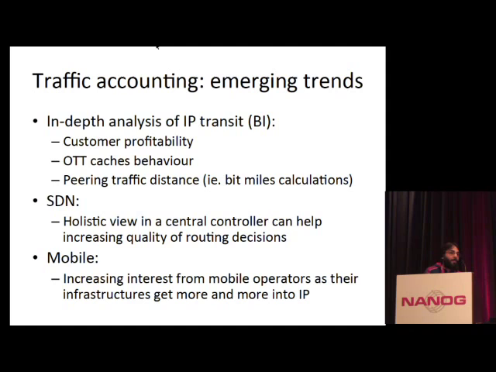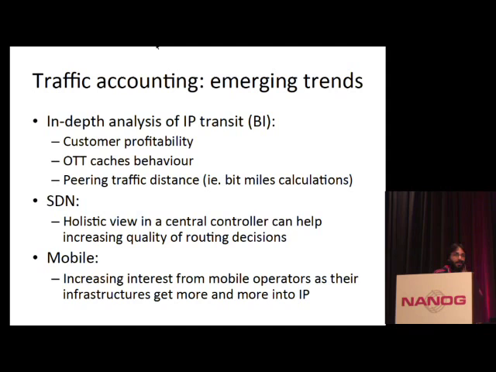Then we have a second area, which is SDN. Traffic accounting is definitely not the only element of the equation, but it's an essential element. By having traffic statistics and coupling them with much other information from the network, you can get enough information to make some educated routing decisions. So once again, capacity planning and traffic engineering come back. And finally, I see more and more mobile operators also speaking about traffic accounting, IP traffic accounting flows and things like that, which is something I couldn't recognize in the past.